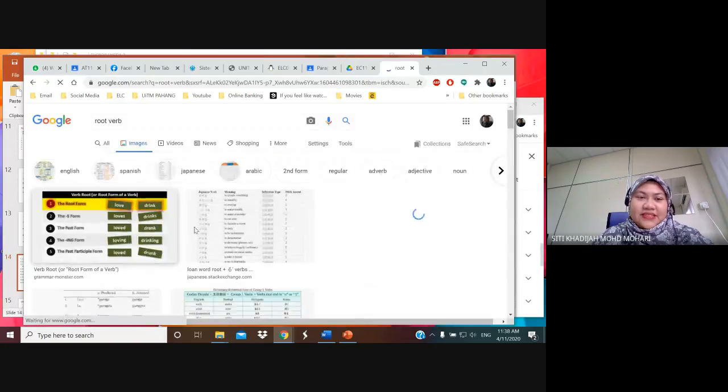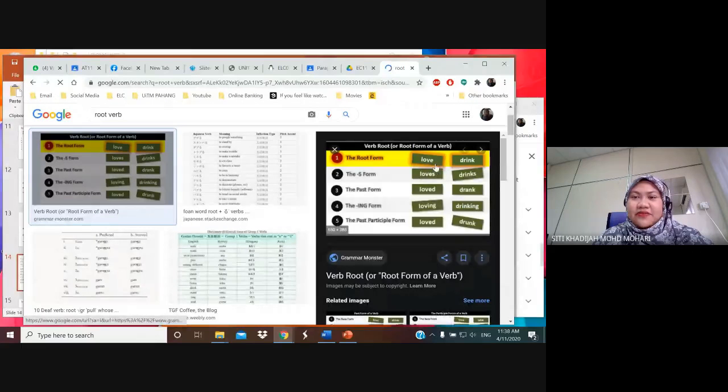Root verb, for example, love, drink. It's not the S form, it's not the past form, it's not the ing form. Root verb is without any S, without any ed, without those things. The ayat asal.